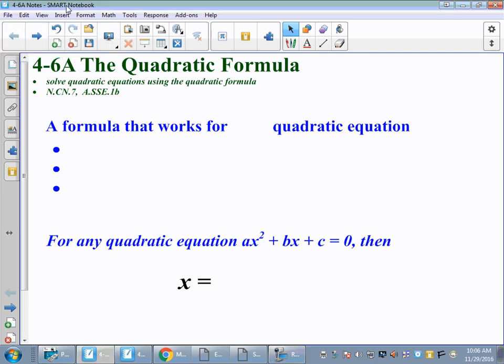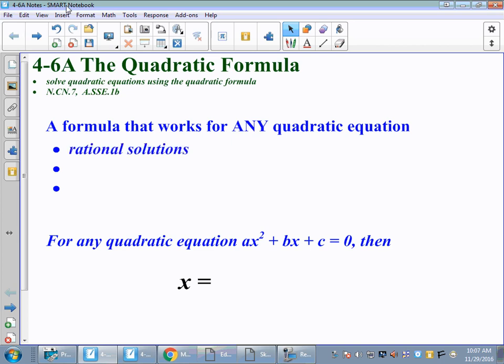These are your 4-6A notes on the quadratic formula. This is the final method, probably the most preferred method of solving quadratics. So it's probably the longest, but the least amount of thinking involved. It's a formula, so I know that's why a lot of kids like to use it. So it's a formula that works for any quadratic equation.